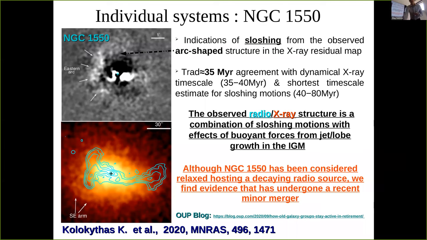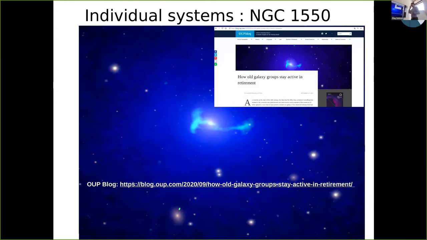And this has drawn the attention of the Oxford University Press blog. There is an article explaining how old galaxy groups stay active in retirement, so you can have a look if you're interested in that system for further details.